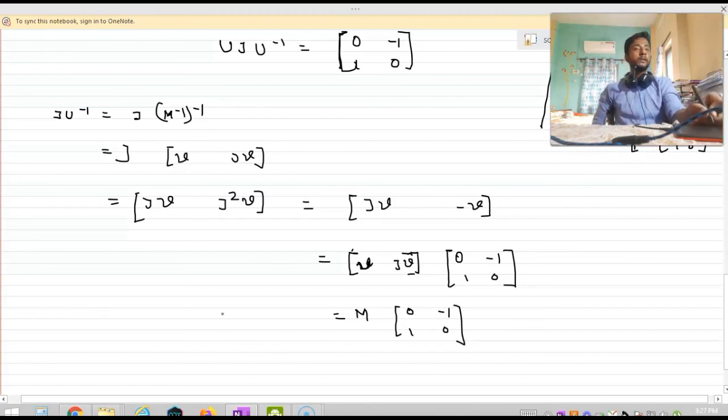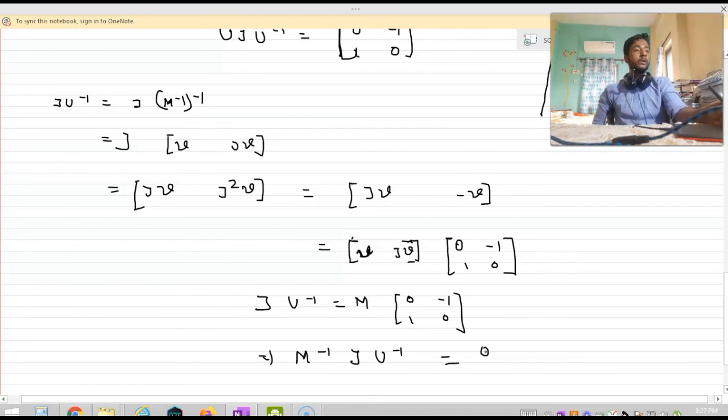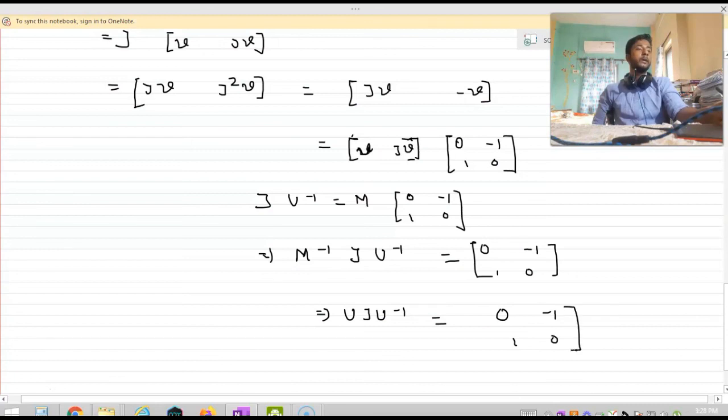So we can say that J U inverse is equal to M into this. So M inverse J U inverse is equal to [0, -1; 1, 0]. What is M inverse? The value of M inverse is U. So we can say that U J U inverse is equal to [0, -1; 1, 0], and this completes the proof.